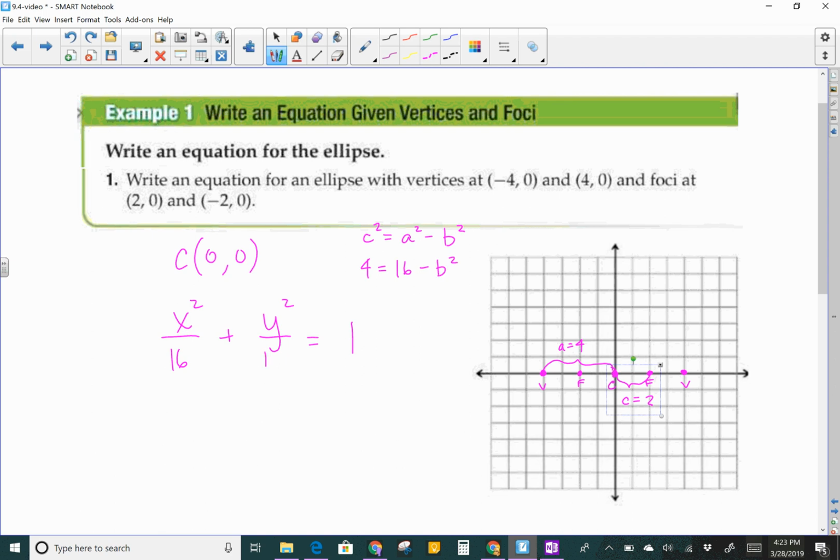Well, you can solve that and know that it's 12. I don't need b, I just needed b squared. I don't have to graph it. I don't have to go any further. Now, people in class wanted me to graph it, so I will go ahead and graph it.